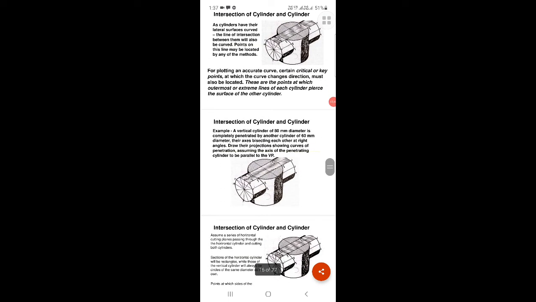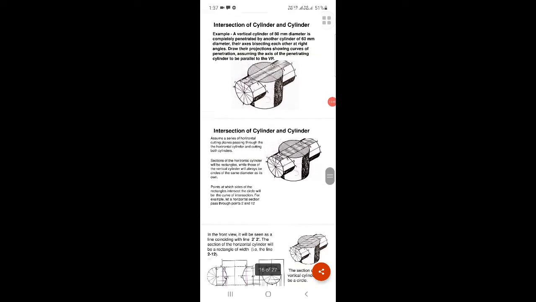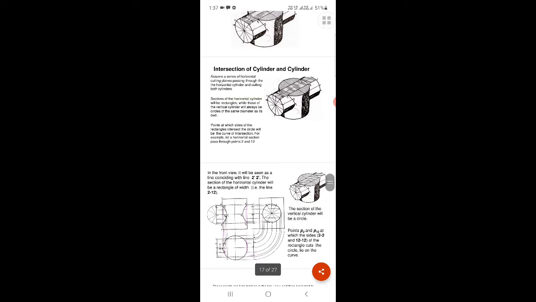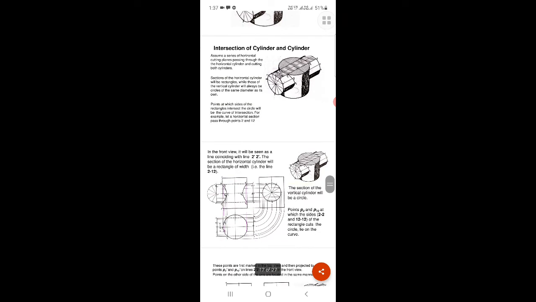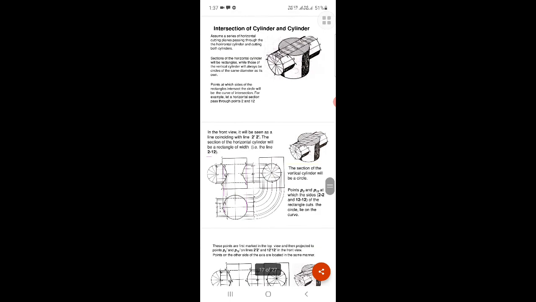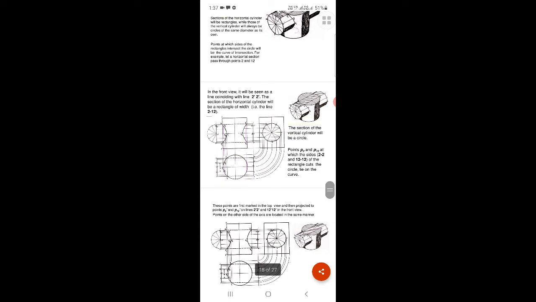So this is an illustration of cylinders. Assuming a cutting plane passing through the horizontal cylinder, the section of the horizontal cylinder is a rectangle and a circle. The points where the side view meets the rectangle will be the curve of intersection. So this is how to project the lines.